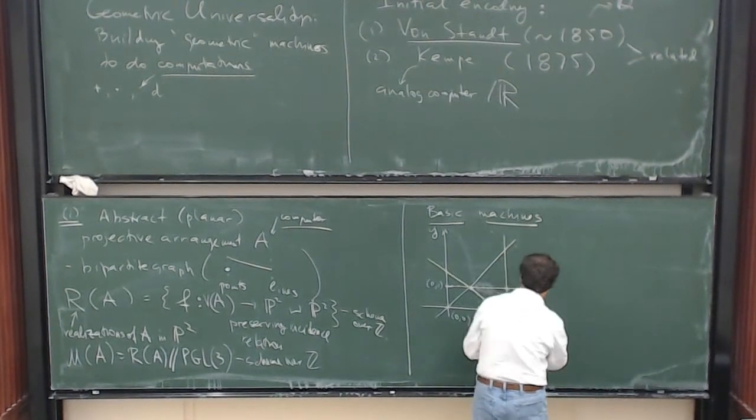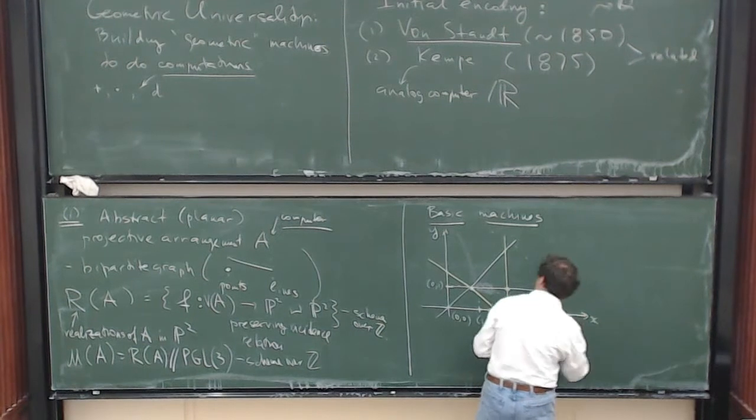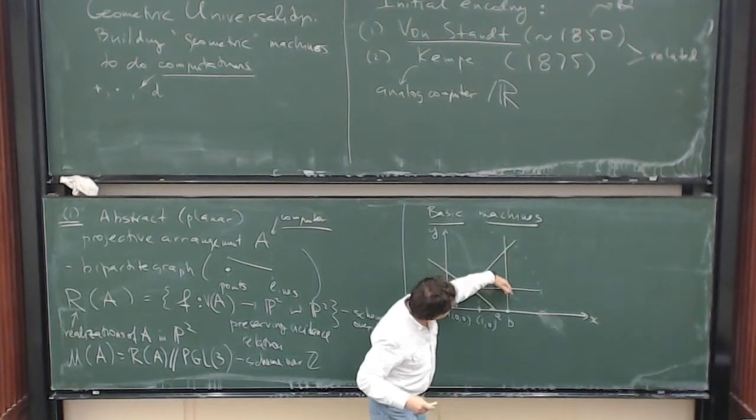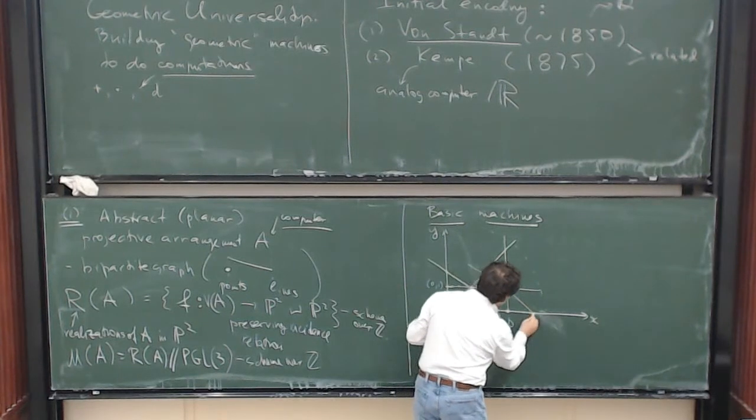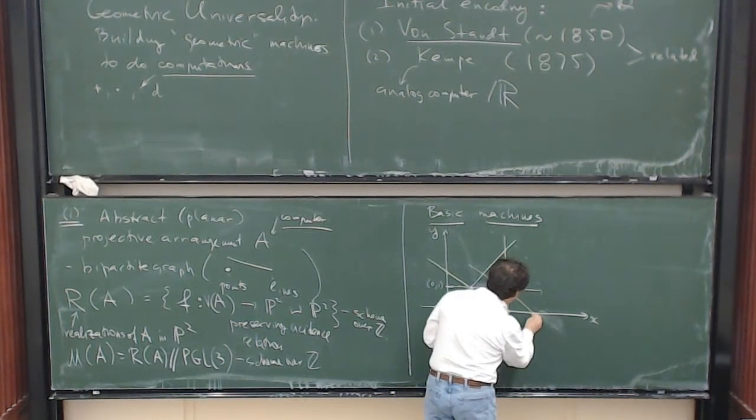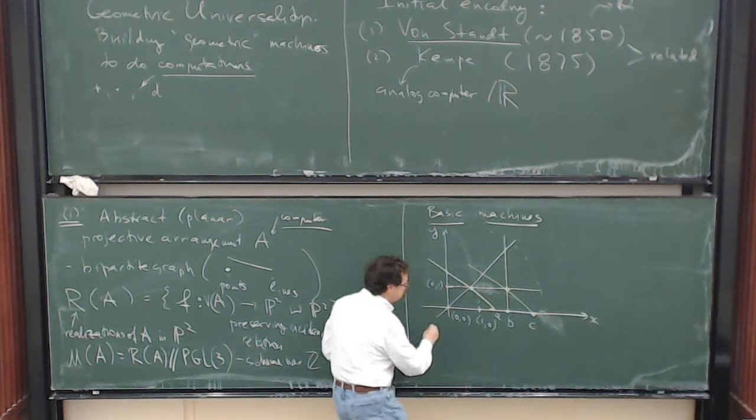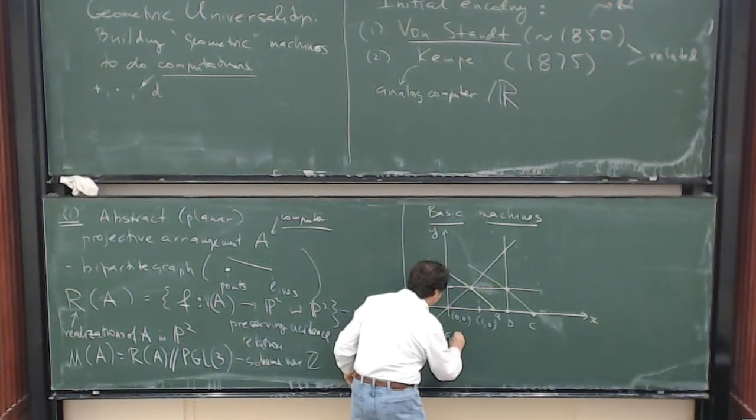I'm running out of room. This is my x-axis. Now I have to draw a line through this point which is parallel to this one. And then you hit a point here called C. And what we observed is that C is equal to A plus B.